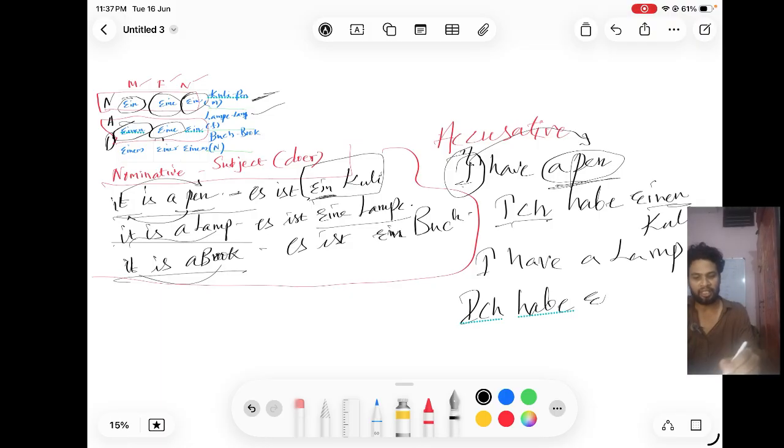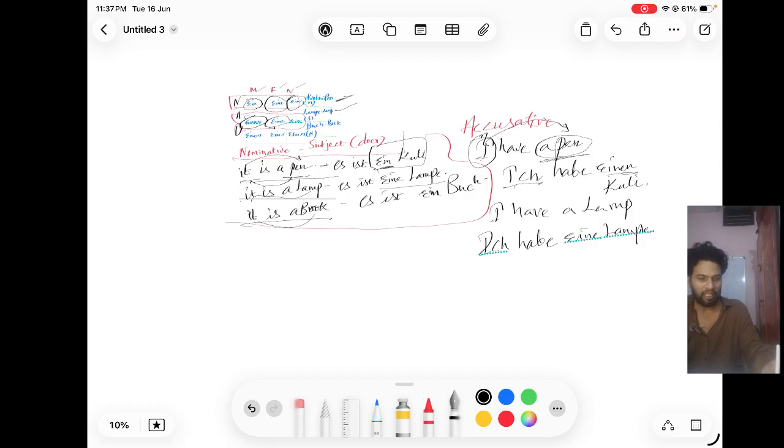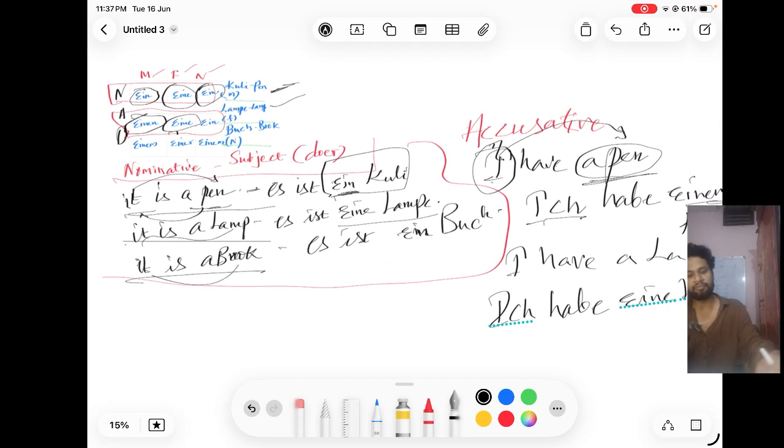The lamp is feminine. Here "eine," same thing. Accusative feminine is also the same. "Ich habe eine Lampe." Is it clear?